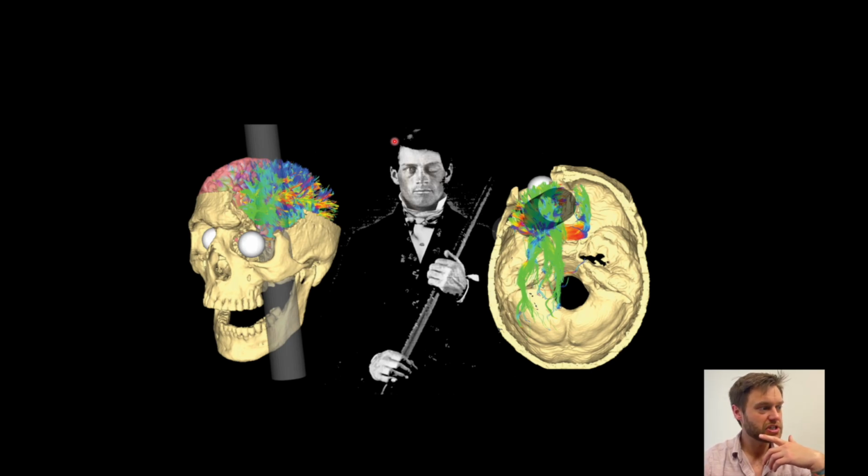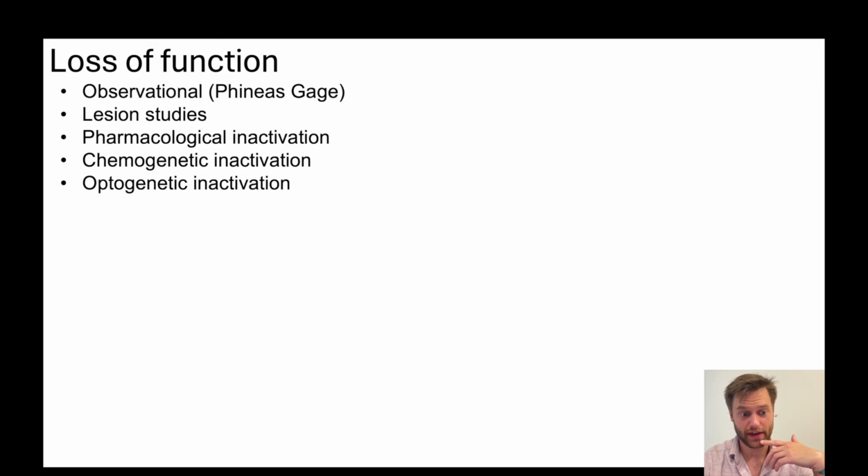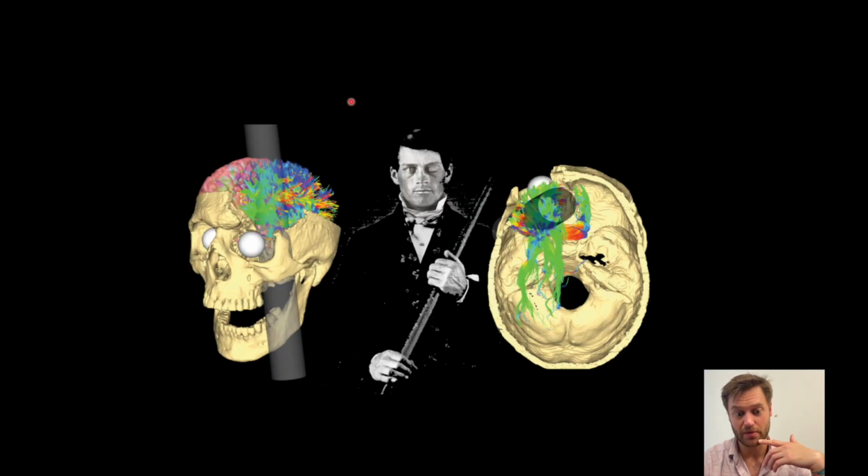So the first thing that we need to talk about are lesion studies that are observational, or loss of function observational studies. Phineas Gage was somebody that I think we talked about in our first lecture, and you have almost certainly taken an introduction to psychology, in which case they very likely talked about Phineas Gage.